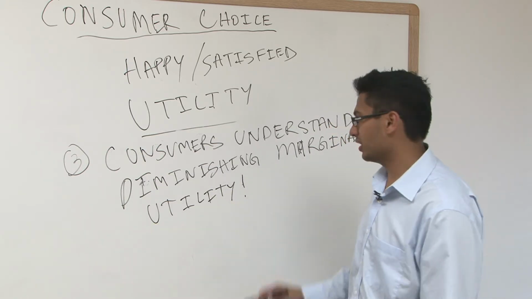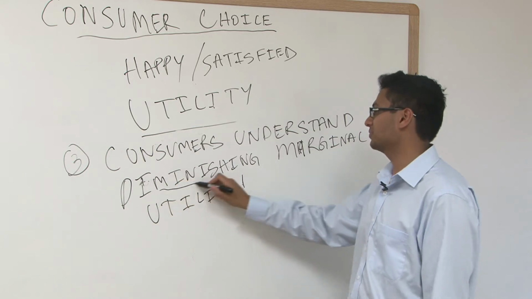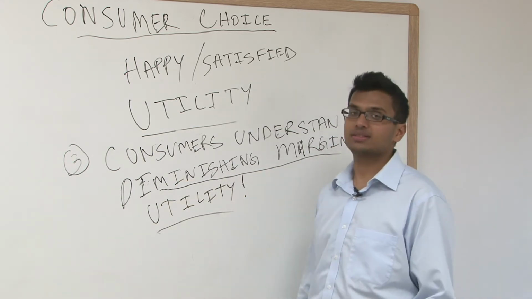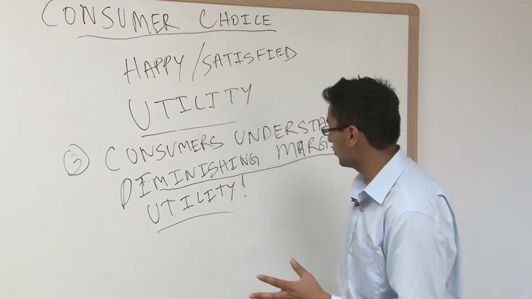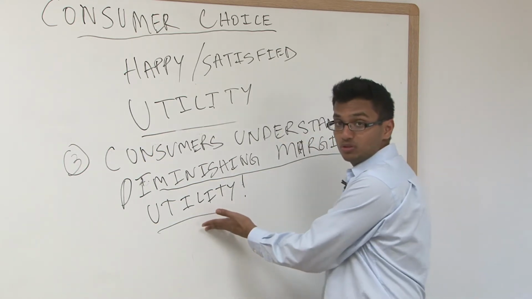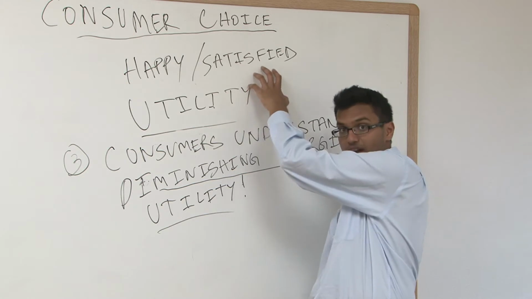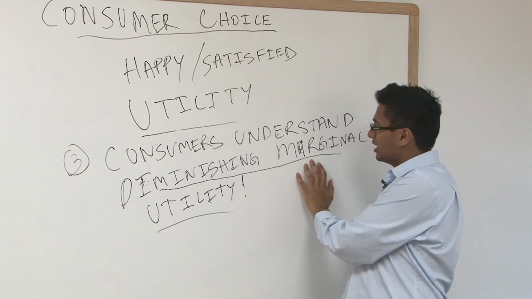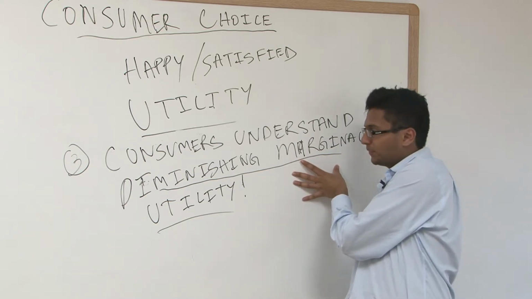Okay, I'm putting an exclamation mark because this is extremely, extremely important. Now what do we mean by this? There's a couple terms that we don't know. We've seen this term before. We said utility is happiness, or satisfaction. We've seen this word before too. Remember this word, marginal?